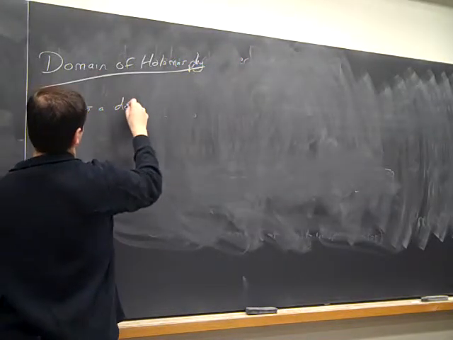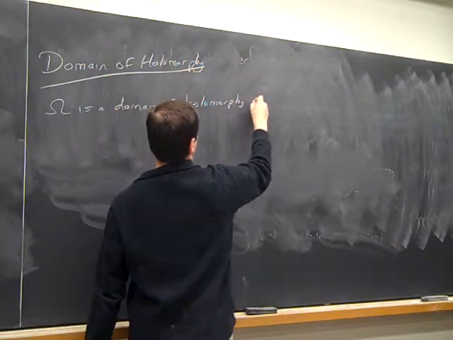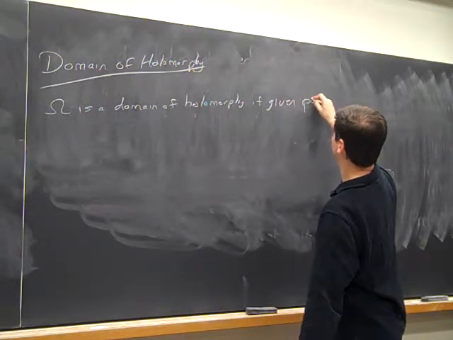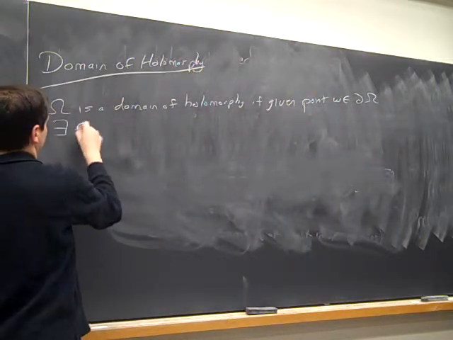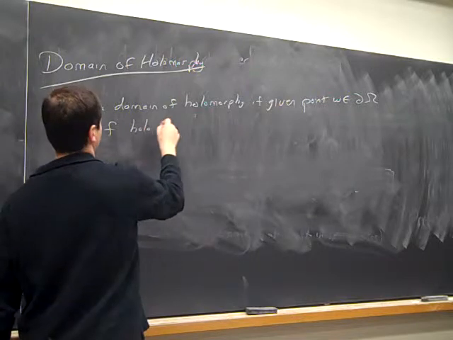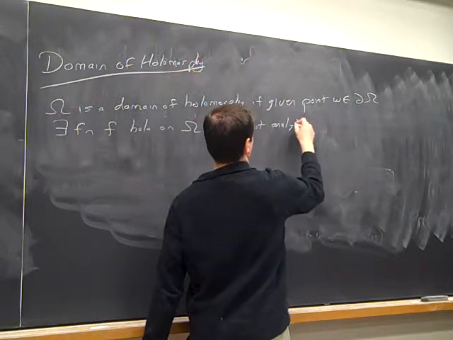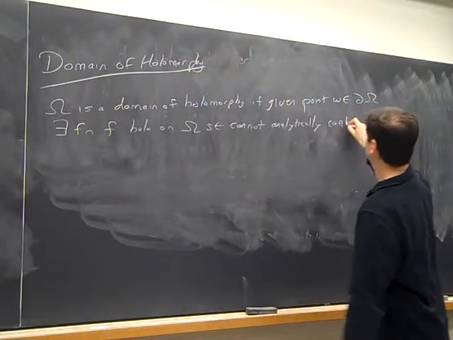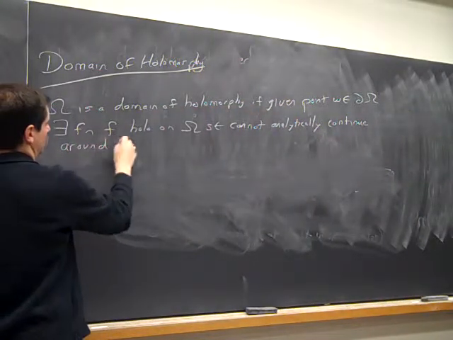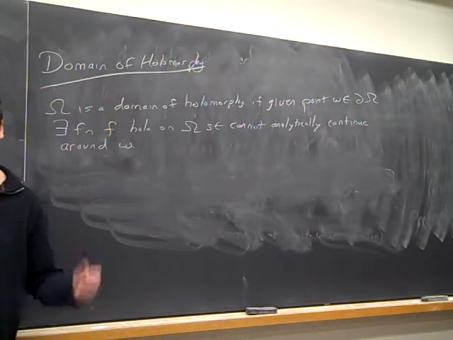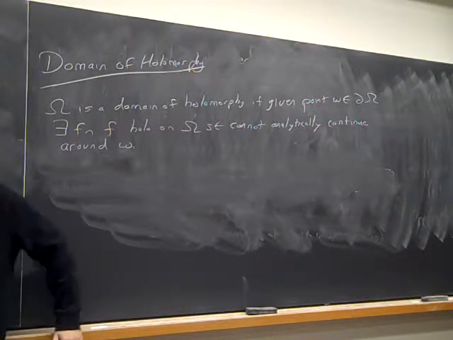So omega is a domain of holomorphy if, given a point W on the boundary of omega, there exists a function f holomorphic on omega such that f cannot analytically continue around W. So basically, the way you should think about it is, I can find a function that's holomorphic, but not holomorphic on a larger region.